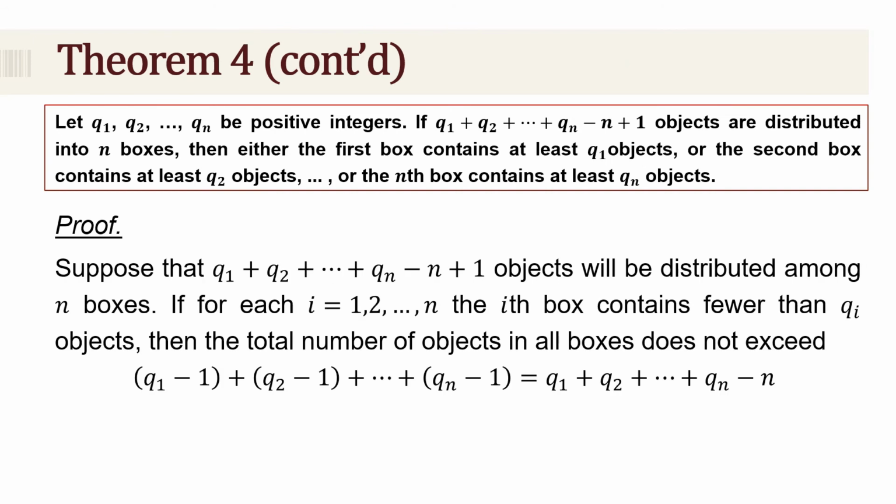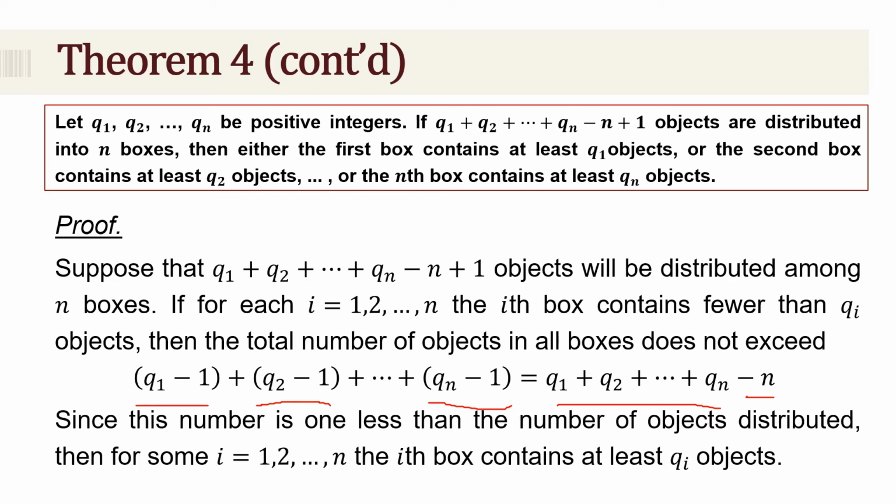For our proof, suppose that q sub 1 plus q sub 2 plus up to q sub n minus n plus 1 objects will be distributed among n boxes. If for each i equals 1, 2, up to n, the ith box contains fewer than q sub i objects, then the total number of objects in all boxes does not exceed q sub 1 minus 1, plus q sub 2 minus 1, plus up to q sub n minus 1, which is equal to the sum of q sub 1 up to q sub n, minus n. Yung n na to galing dun sa mga minus 1 ng lahat. Pag pinagsama-sama mo, minus n na yan.